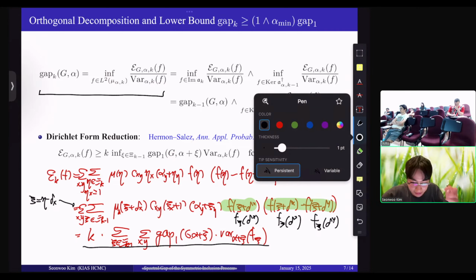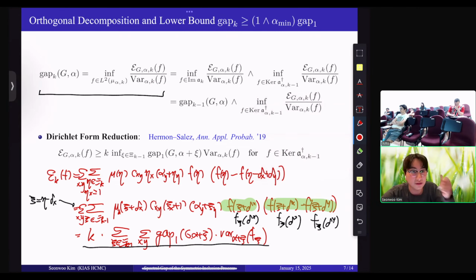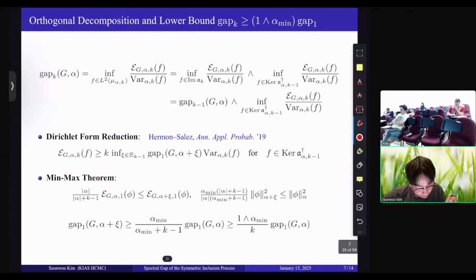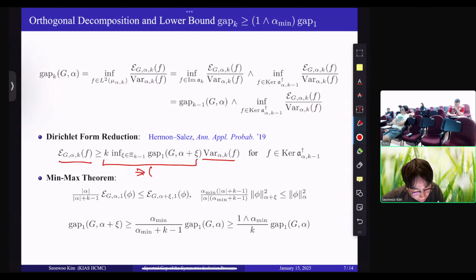And then we use the same idea, getting back from psi to eta, and then some calculation. So this is nilpotent, and we obtain exactly the term here. So this is just reducing the Dirichlet form from k to 1. Okay, so we reduce the Dirichlet form here to here, such that we are left to prove that this remaining term is bounded by 1 minimum 1 alpha min and gap 1.